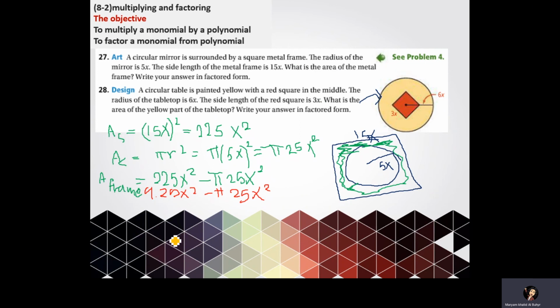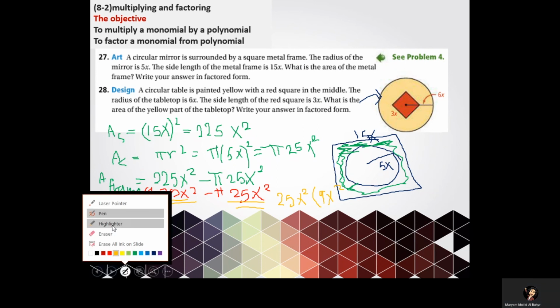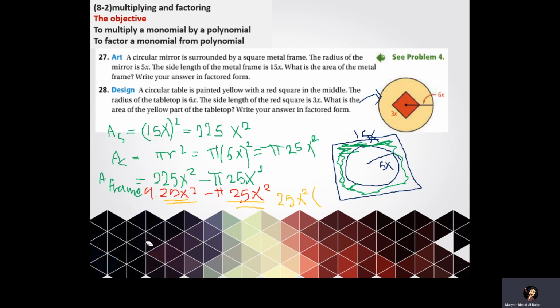I can see that this and this one are the same. I can pull them out. So that will be 25 x to the power 2. Inside you will have 9, not x squared, the remaining is 9 only, minus pi. That's it.